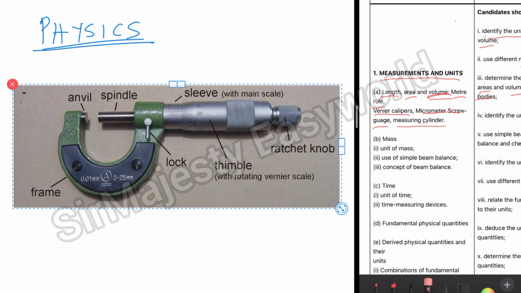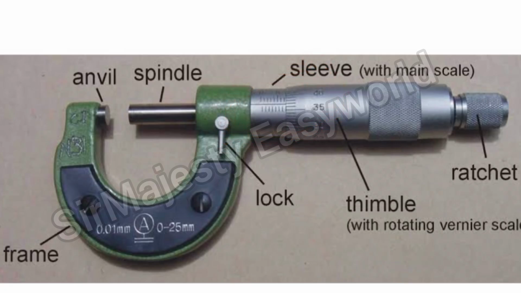What you do, place your instruments between this anvil and the spindle. You turn this your thimble until it becomes tight within this region, and then take your reading on this sleeve. You lock it in and take your reading here so it doesn't fall off. Now, these two scales work together just like in your vernier caliper. How do they work together? Now, let us see how they work together.